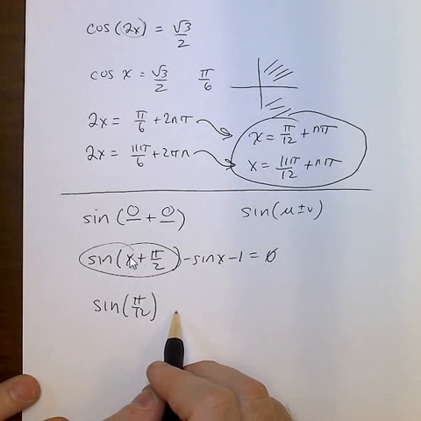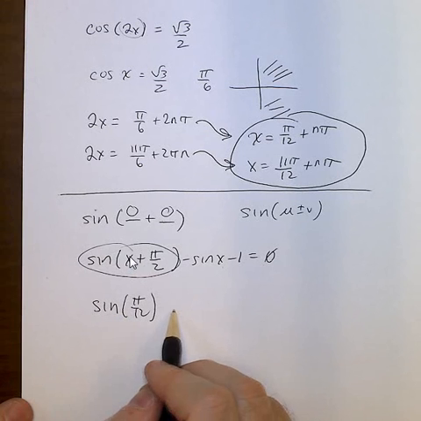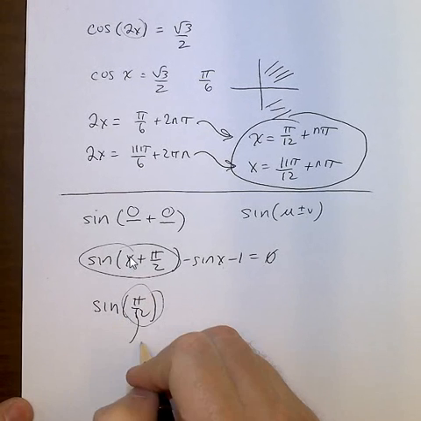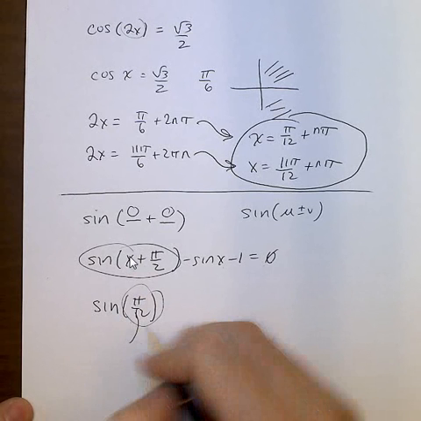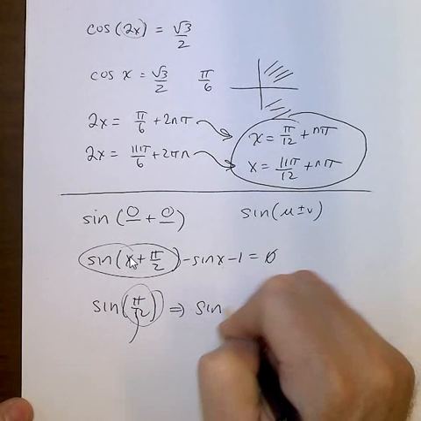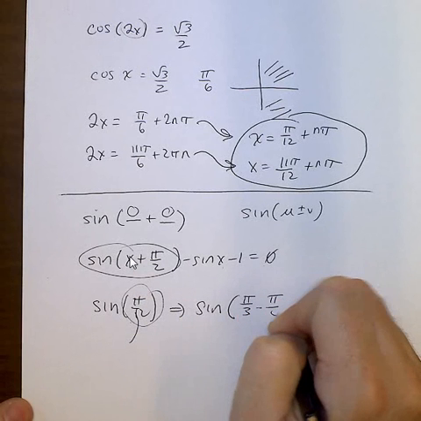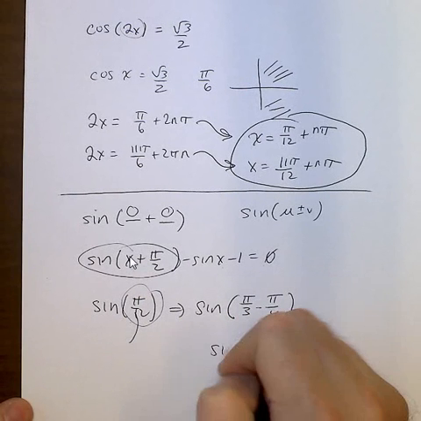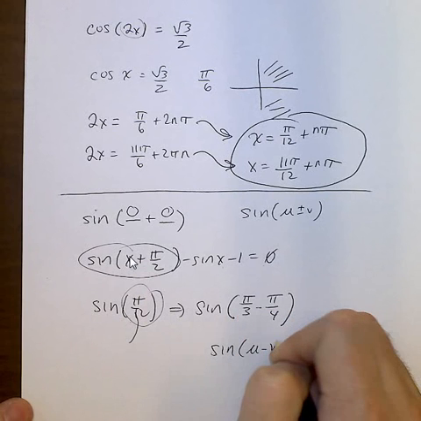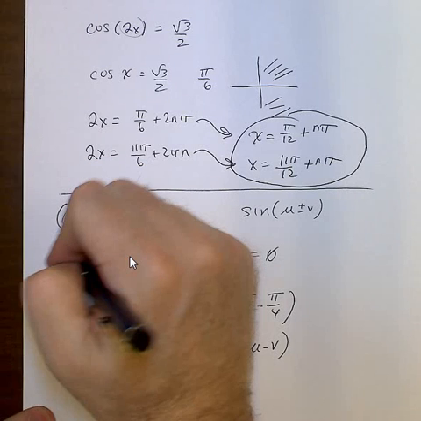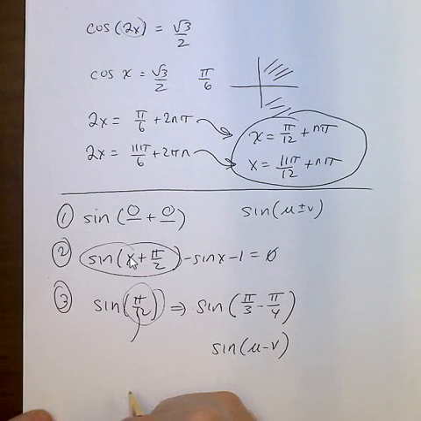And then for this problem, the only trick here is going to be you have to come up with the 2 angles that you're going to either add or subtract. In this case, pi over 12 can be written as pi over 3 minus pi over 4, and then you can use this formula again to solve. So this will be the 3 questions within 5.4, or similar ones to this.